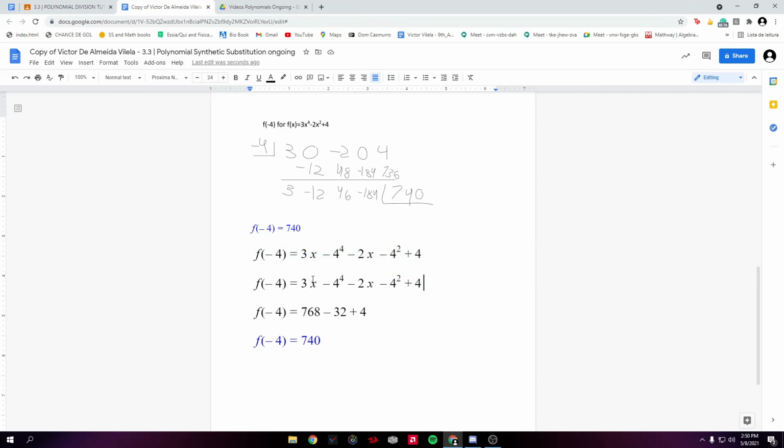you're gonna have to multiply with this. This is a times, okay, not an x. So you do 3 times negative 4 to the power of 4, which is going to be 768. Then you can do the negative 2 times negative 4 to the power of 2, and then you get negative 32, and then you do that plus 4, and you get 740, so you know it is correct.